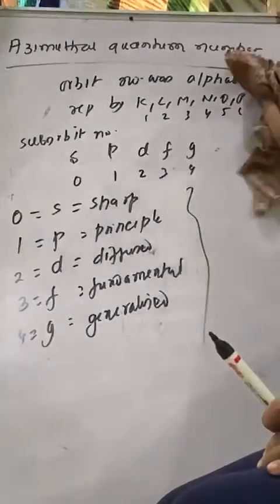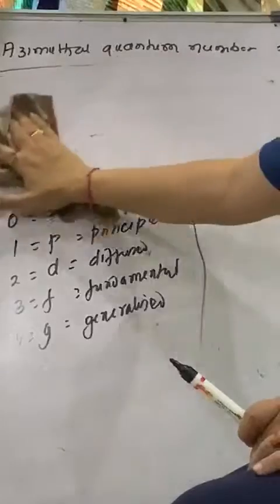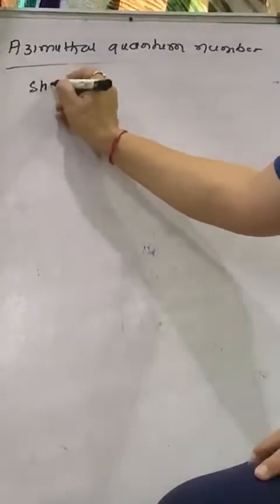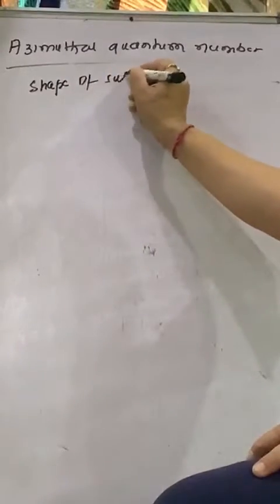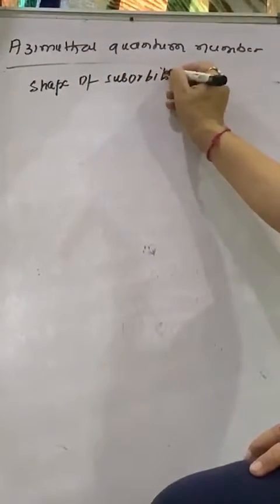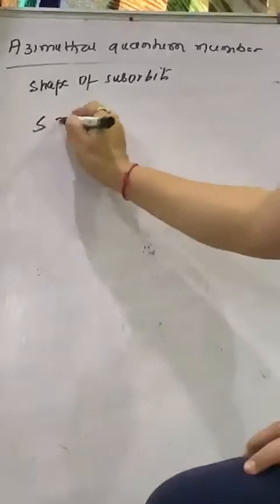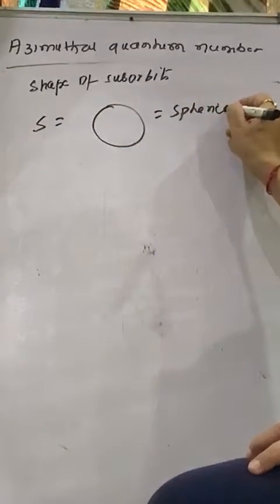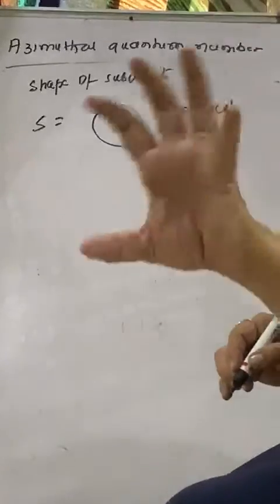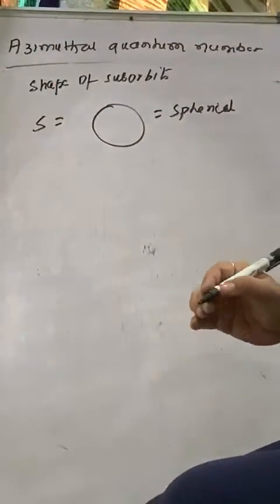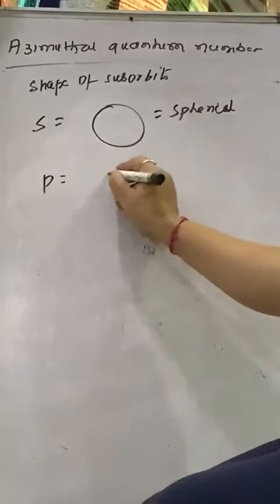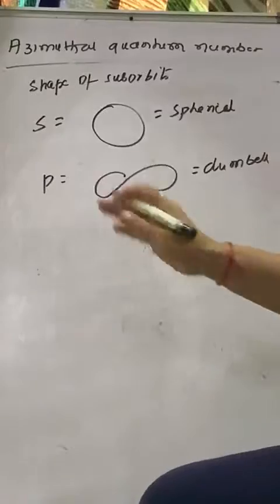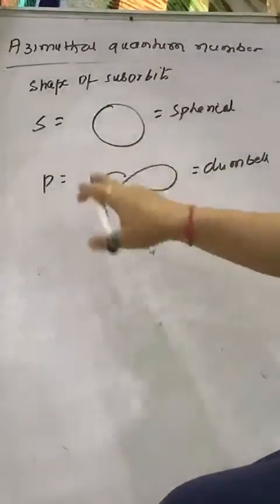Okay. Now, the shape of the azimuthal quantum number, the shape of suborbits. How is it represented? S is represented as spherical. That is, the electron will move in a spherical fashion. Similarly, P will be represented in the form of a dumbbell. The electron will move in a dumbbell fashion. That is, the electron will move this way.